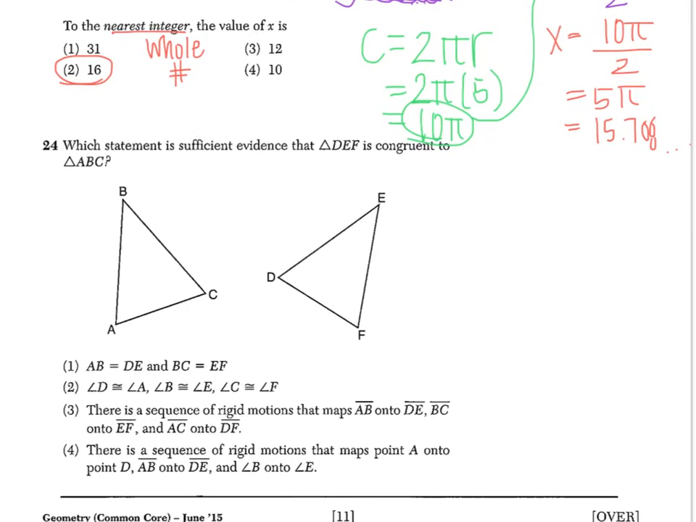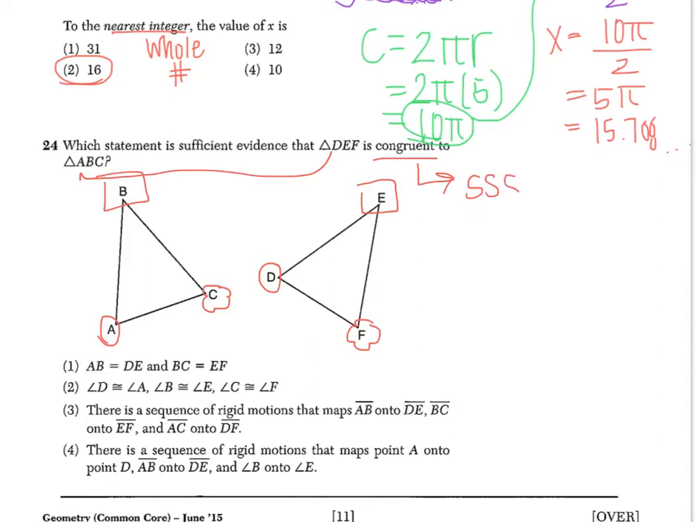Number 24 says which statement is sufficient evidence that triangle DEF is congruent to triangle ABC? So again, this is where we like to mark up circles, squares, clouds. A maps onto D, they're both in the same position. B maps onto E, and F and C should map onto one another. In order to prove triangles congruent, we have 5 options. Side, side, side, side, angle, side, angle, side, angle, angle, angle, side, and HL. But remember that HL is only used for right triangles.